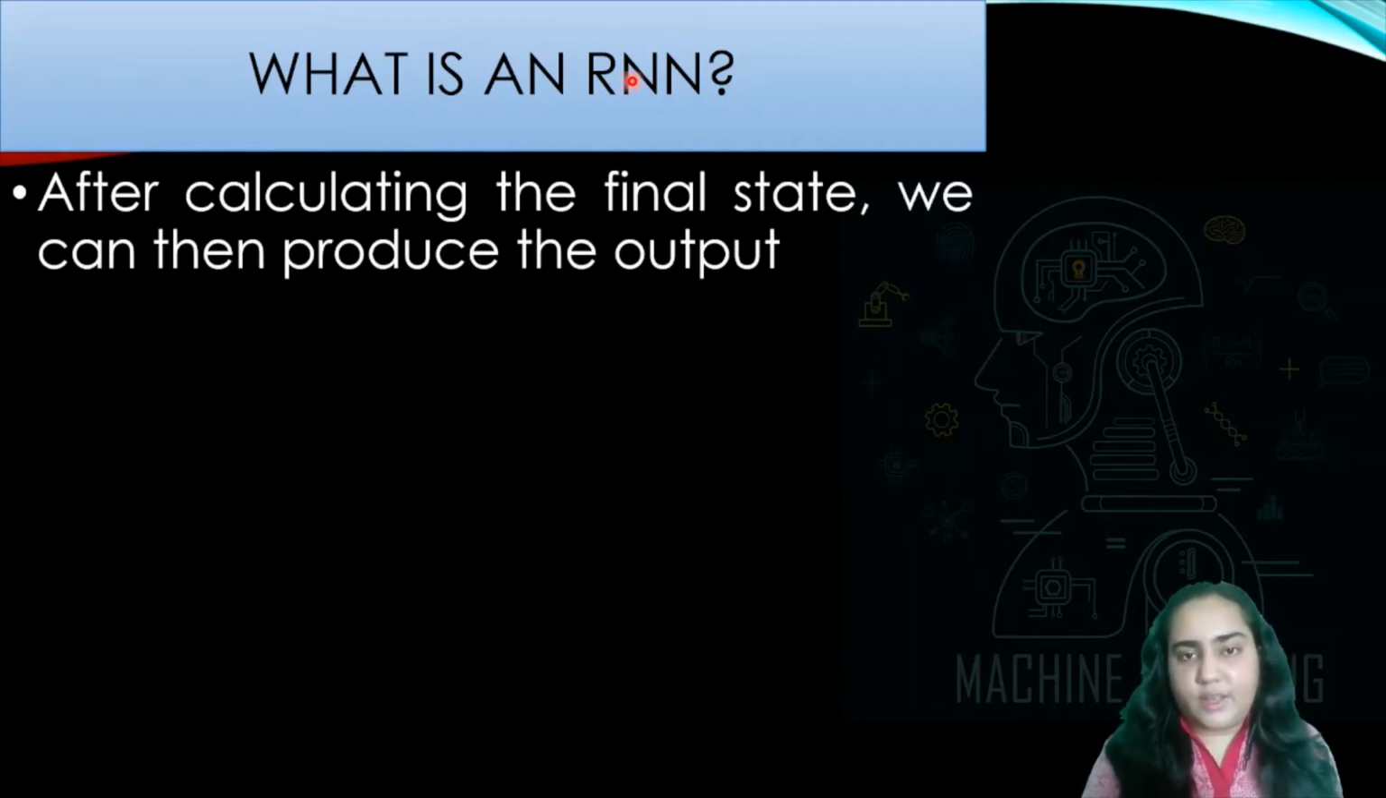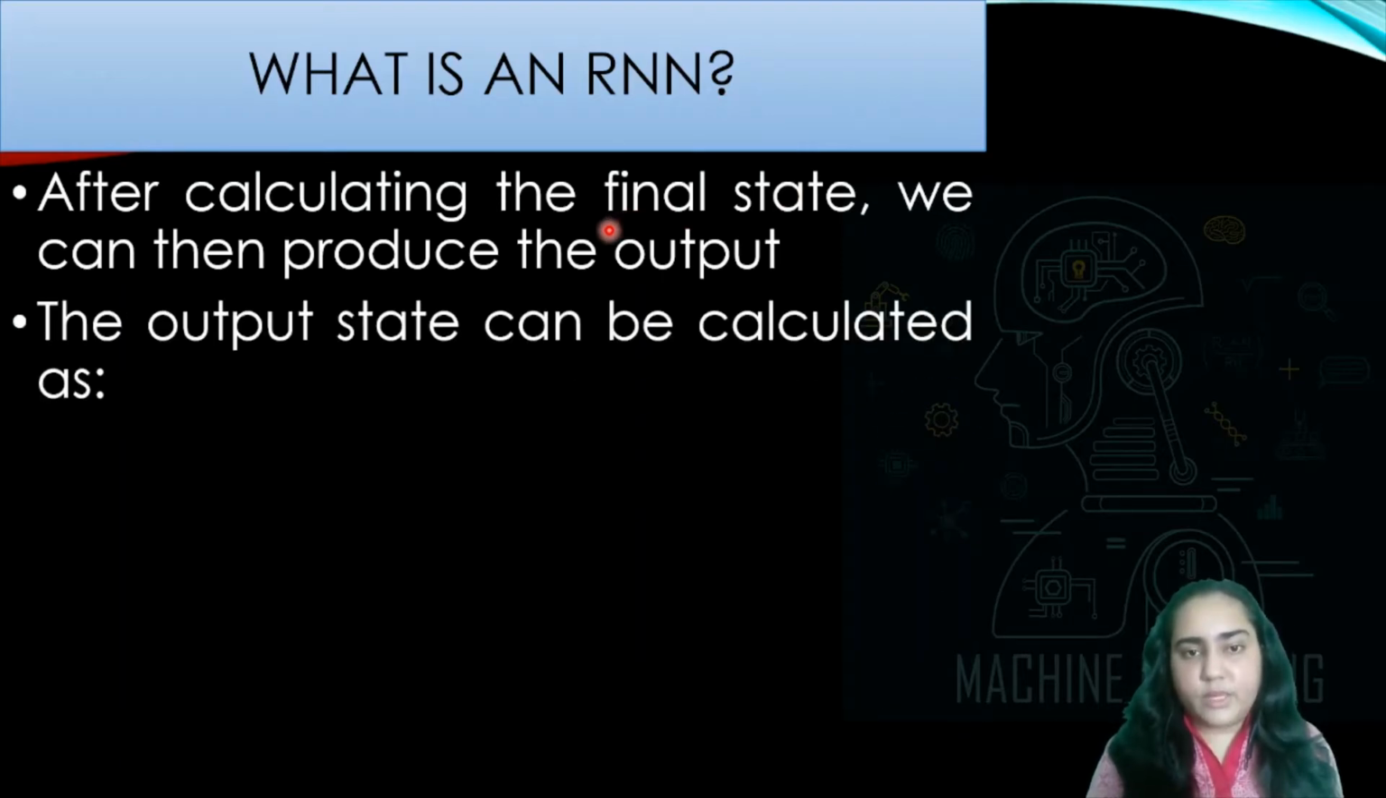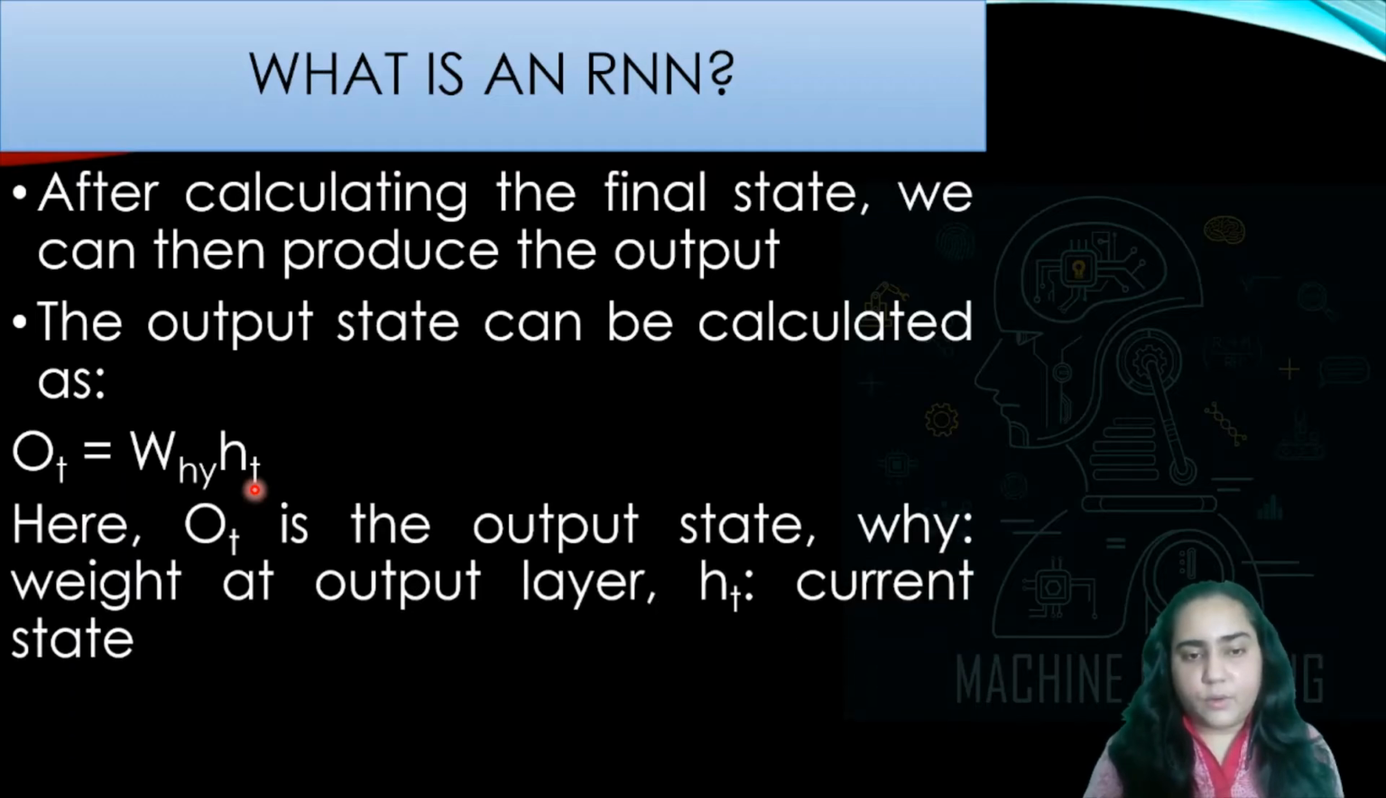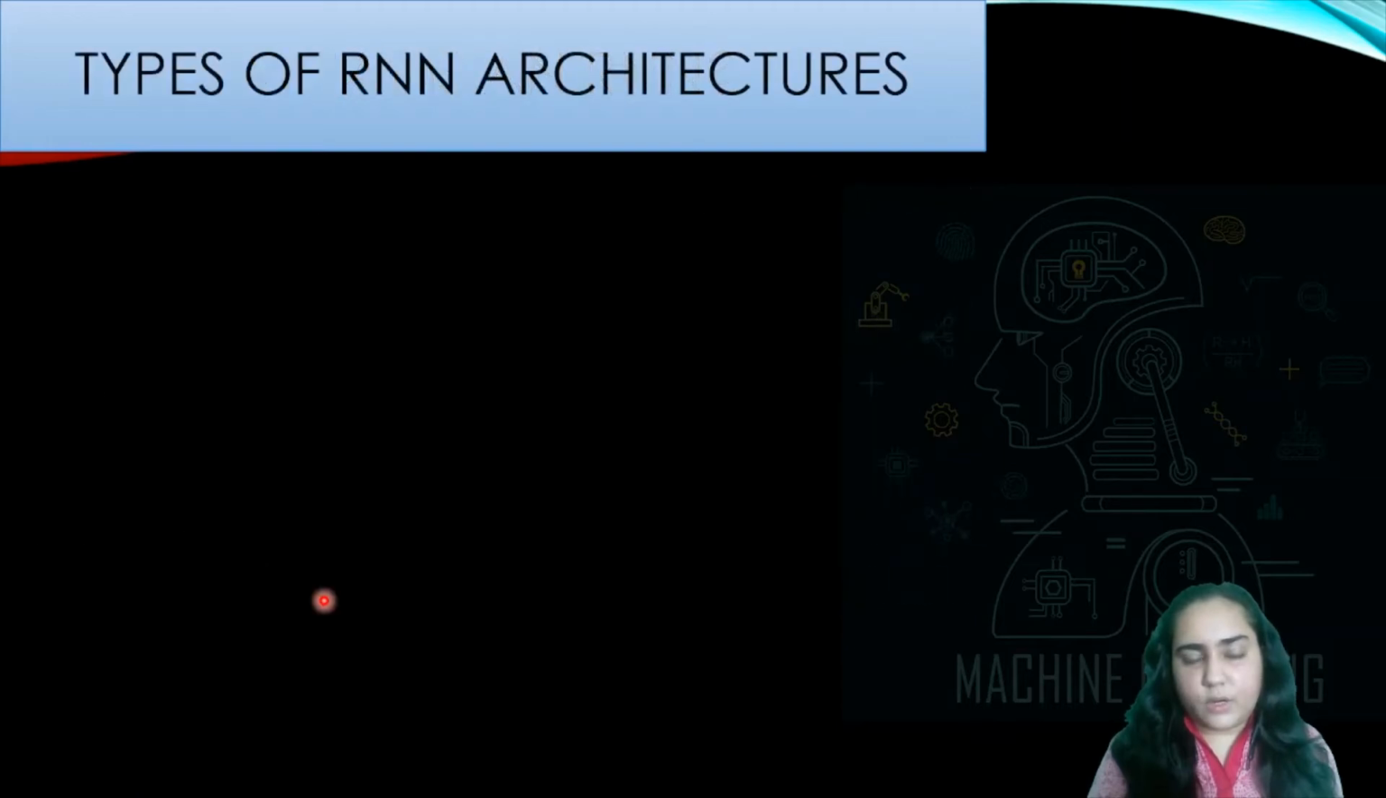And once you calculated that, then you would want to calculate the final state, which means the output, which can be calculated like this. So you have o_t = W_hy h_t. And here o_t is the output state. Okay. Y is the output state because the weight at the output layer is W_hy. So W_hy is the weight at the output layer, o_t is the output state, and h_t is the current state. So that's how these equations work for RNNs.